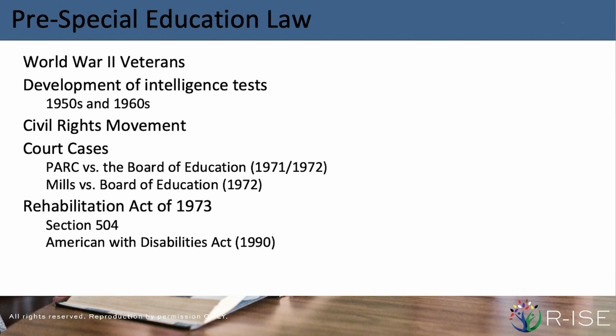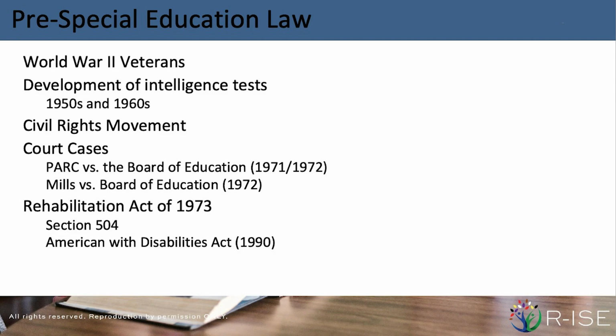Park versus the Board of Education, which Park is the Pennsylvania Association of Retarded Citizens, became the first movement towards addressing children with disabilities and the right to education. Mills versus the Board of Education in 1972 was a court case out of California that questioned whether or not we could prohibit children who may have disabilities and who were second language learners the right to an education.